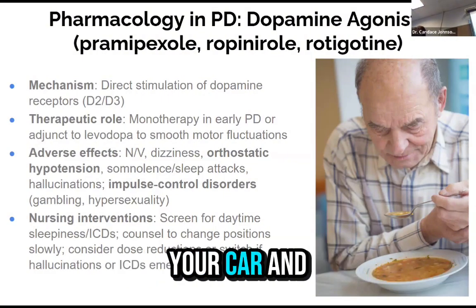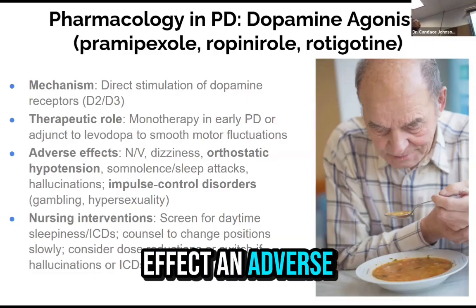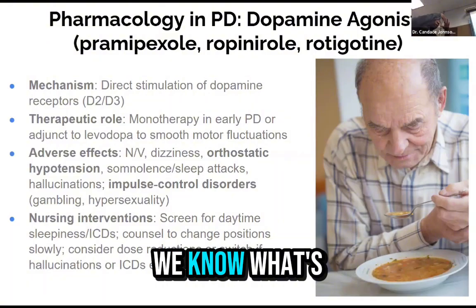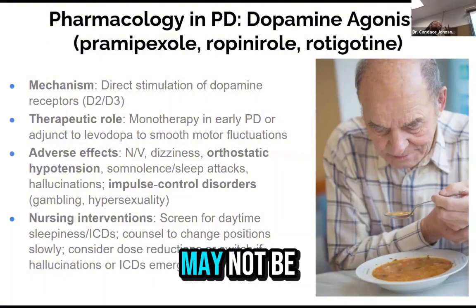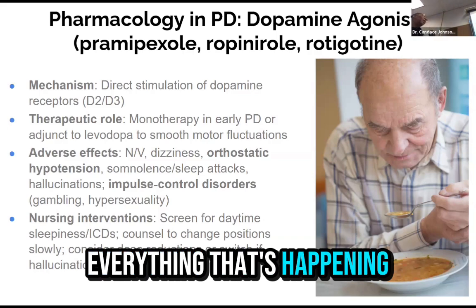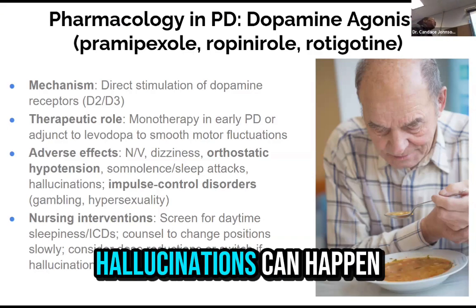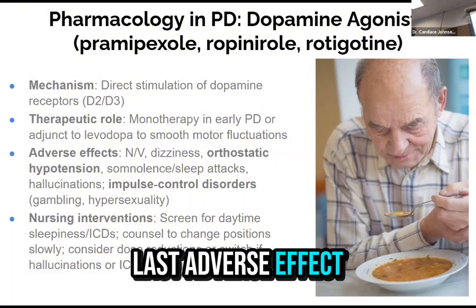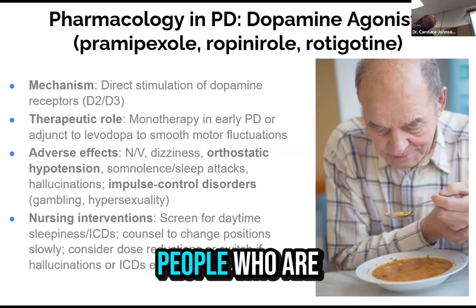All right. Imagine driving your car and you have a sleep attack. Okay. So that is an adverse effect, not a side effect, an adverse effect. And we need them to report that. Unfortunately, again, we know what part of the brain we're in. We're in a place where we may not be able to control everything that's happening in there. They're ganglia, they're cells that are all overlapping with one another. Hallucinations can happen.